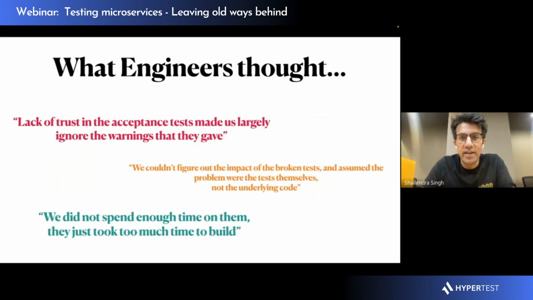They are very, very expensive to build, require a lot of coordination between teams, and even if you're able to achieve any degree of confidence in terms of coverage of these tests, they are very, very untargeted. They end up failing for all the reasons other than the underlying code.